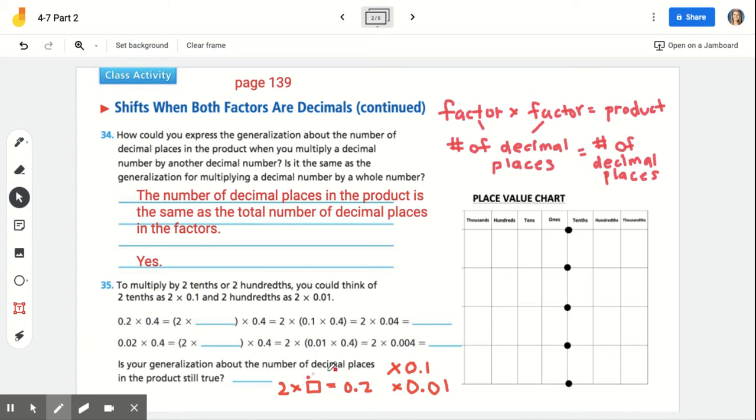Well, 2 times 1 equals 2, but plus 1 decimal, that means 1 decimal needs to be in our answer, 1/10. Okay, so in the blank here, let's put 1/10. And again, it's because 2 times 1/10 is equal to 2/10. How we could have also figured that out is 2 is in the tenths place value.